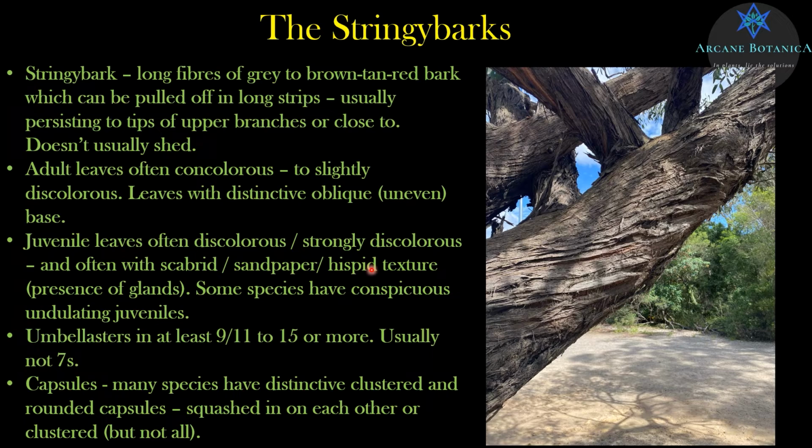When you see a stringy bark seedling coming up in the ground, it's got this very sandpapery or hispid or asperous sort of texture. And that tells you you've got stringy barks around. When you feel and see these hispid, scabrid seedlings, juvenile growth, either in the ground or on the tree, I think it's the presence of glands, these sort of protrusions, that's causing this sandpapery texture.